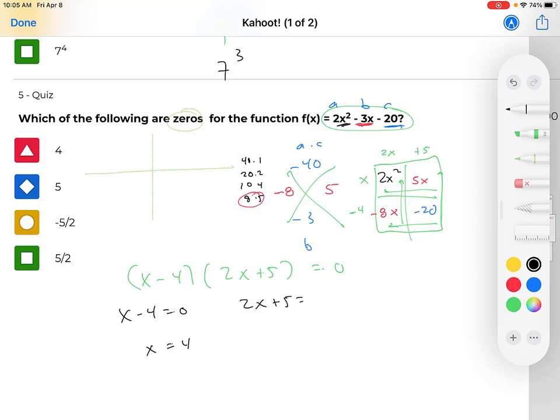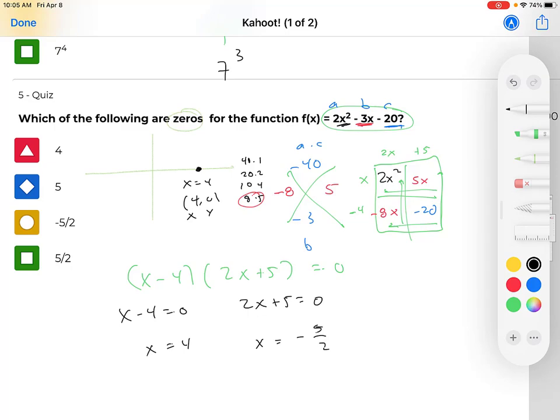Product rule here. Basically, x-intercepts. Well, the answer is going to be x equals 4, but the ordered pair there is (4, 0), so your x value is a number and your y value is 0. Subtract 5, divide by 2, and you have these as your two answers.